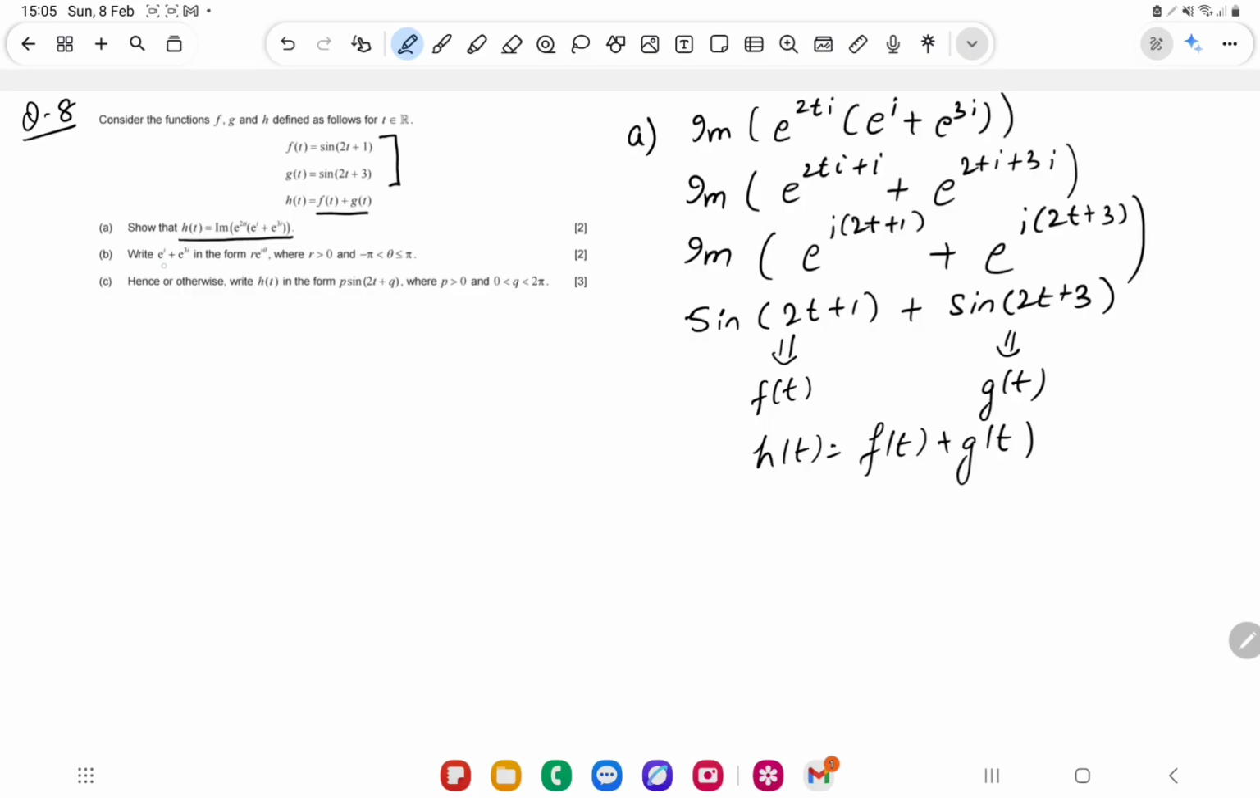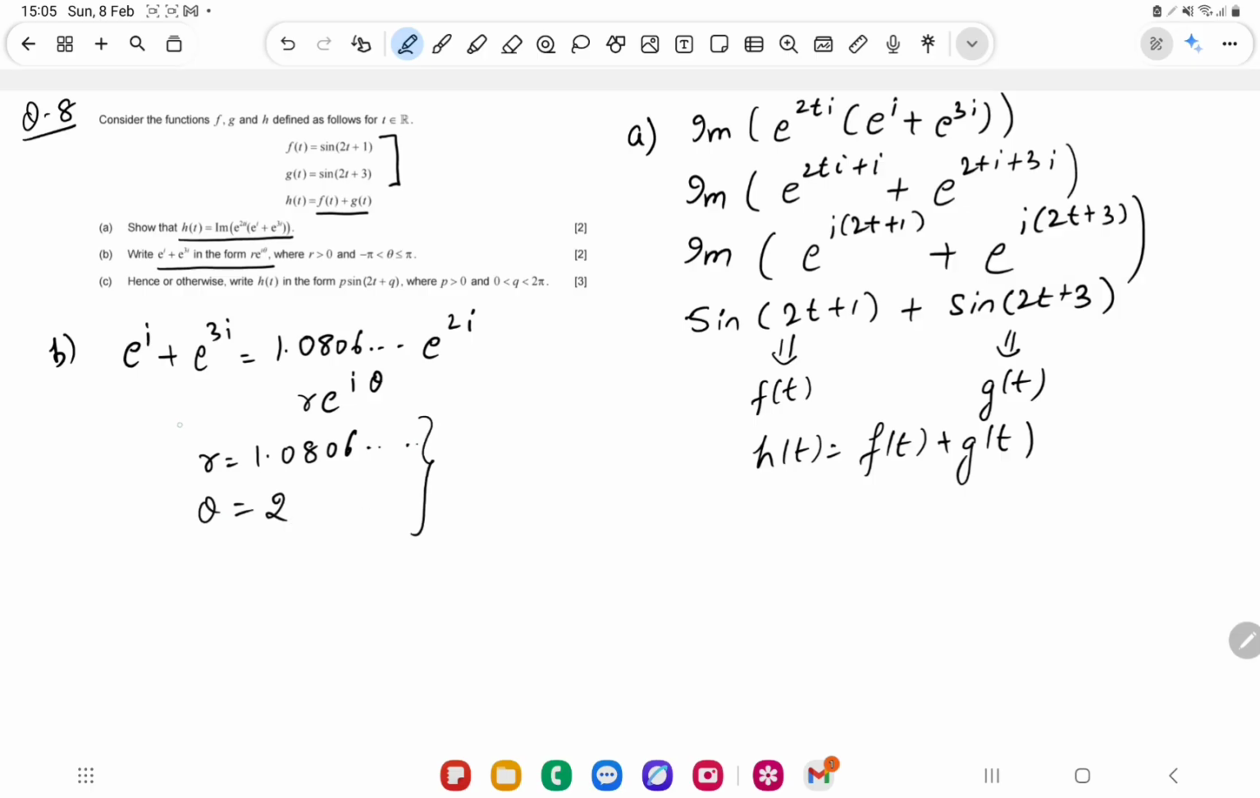Now in the B part, it says write e to the power i plus e to the power 3i in the form r e to the power i theta. For this we can directly use our GDC, and e to the power i plus e to the power 3i, after using my GDC, will come out as e to the power 2i. If I compare this with r e to the power i theta, I can say that the magnitude is 1.0806 and it keeps on going, and theta is 2. So these are the answers of B part.